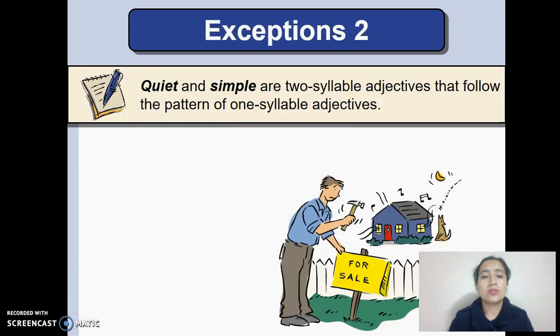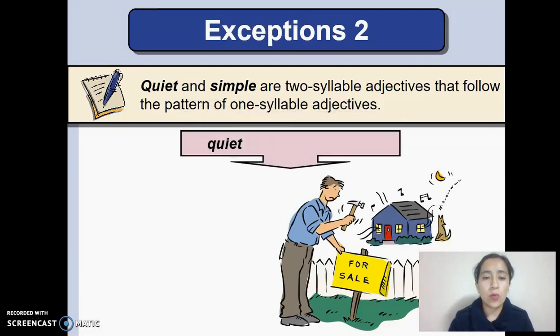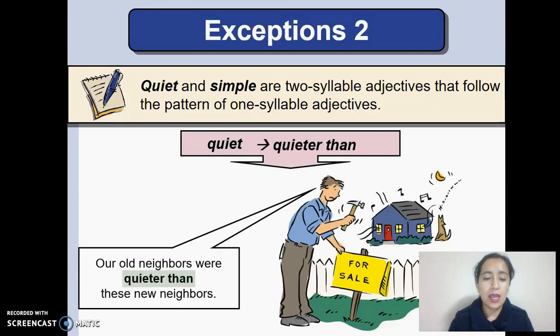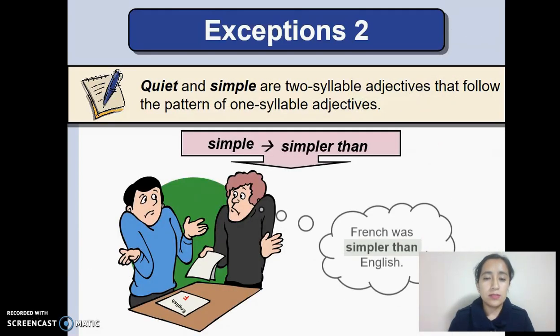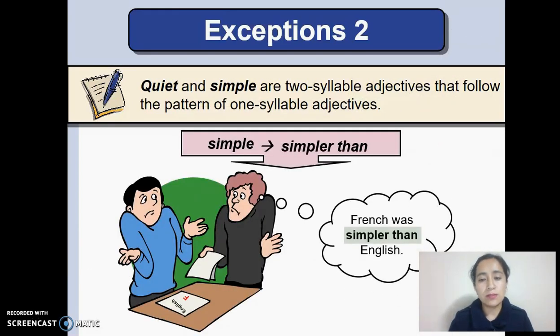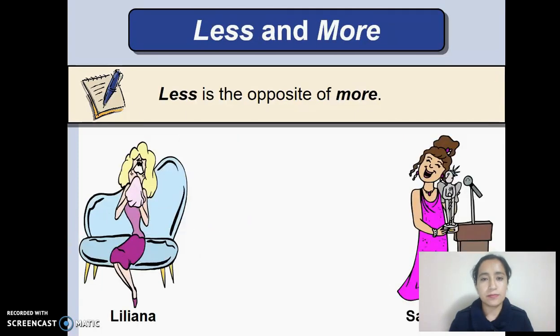Another exception is with the adjectives quiet and simple. These are two-syllable adjectives, but they follow the pattern of one-syllable adjectives. So we are going to have quiet, quieter than. Our old neighbors were quieter than these new neighbors. Simple, simpler than. French was simpler than English.